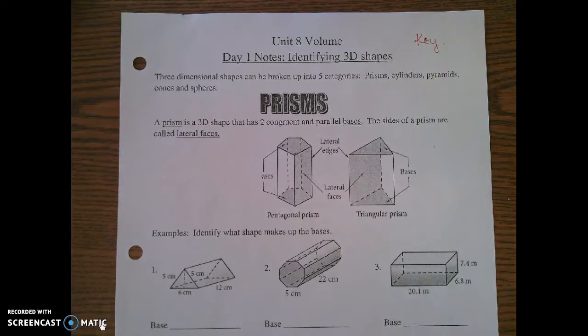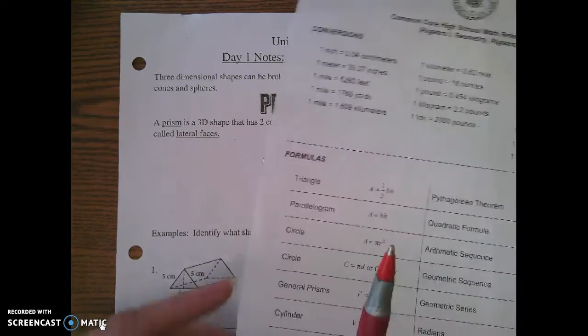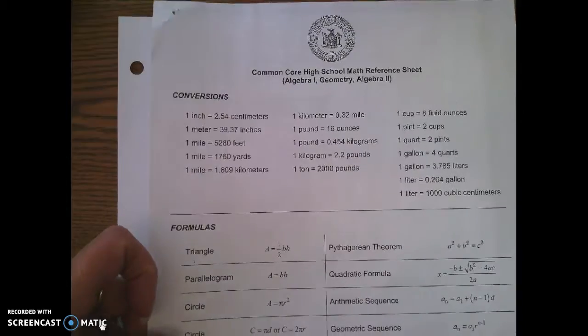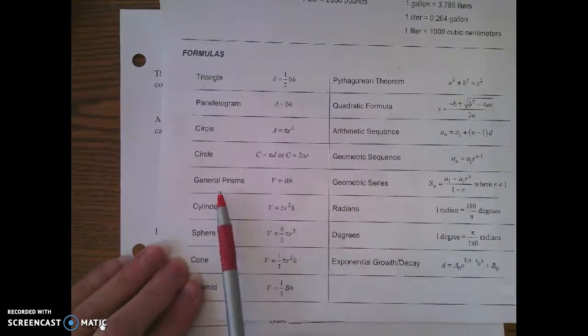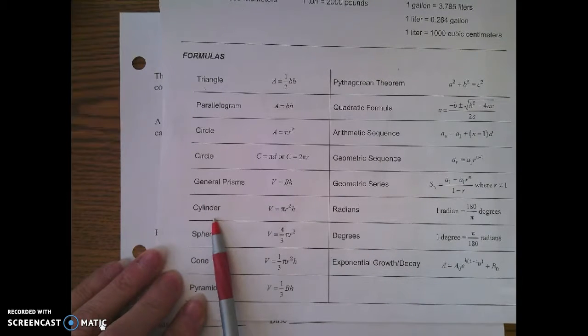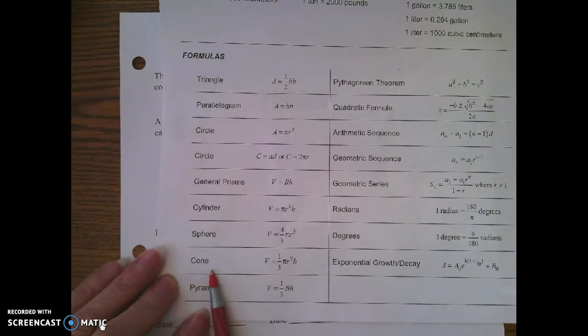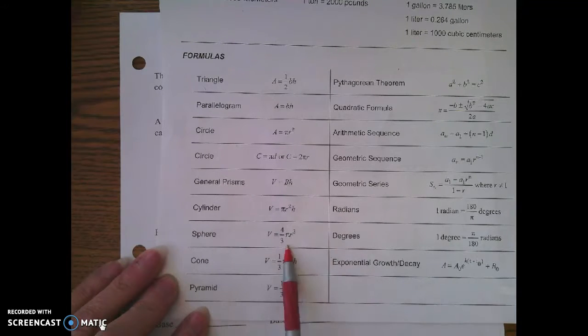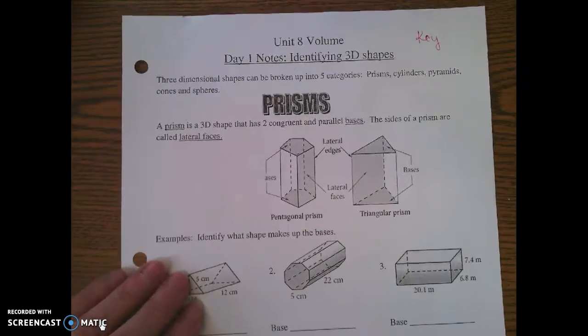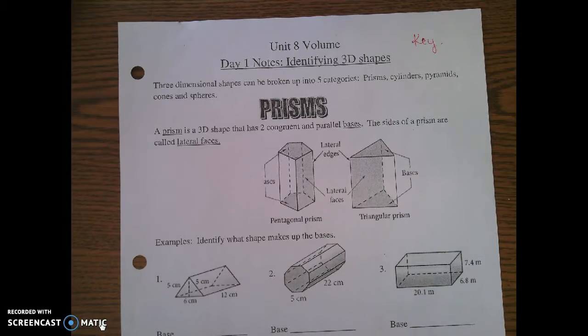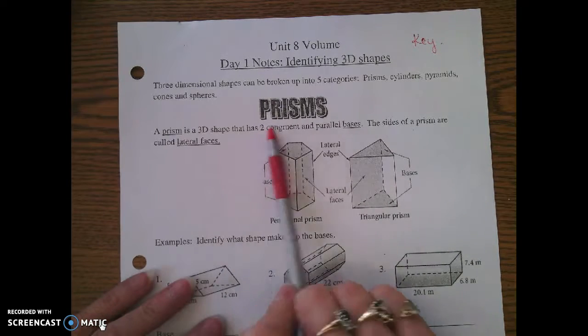And the reason these notes are so important is because on the reference sheet, all the volume formulas are there, but there's a different formula for prisms, cylinders, spheres, cones, and pyramids. So if you don't know what shape you're dealing with, you won't know which formula to choose. So it's really important that we have an excellent understanding of which shape is which so that we can pick the right formula. All right, so prisms.